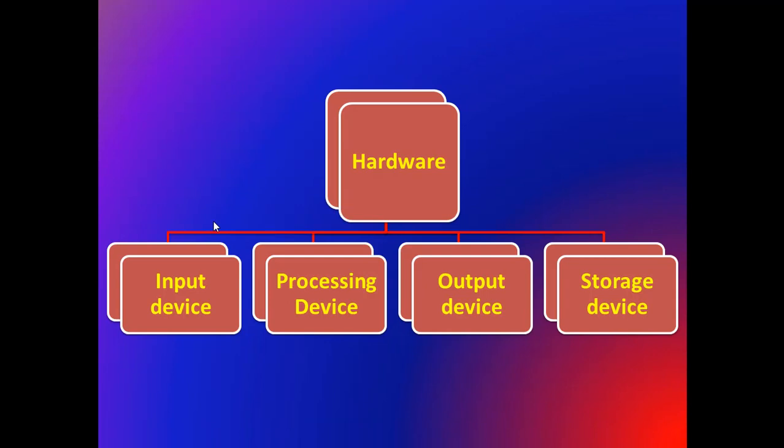Now the different types of hardware. The categories of hardware are input device, processing device, output device, and storage device. These are the four main categories of your hardware. Now we will discuss them one by one.